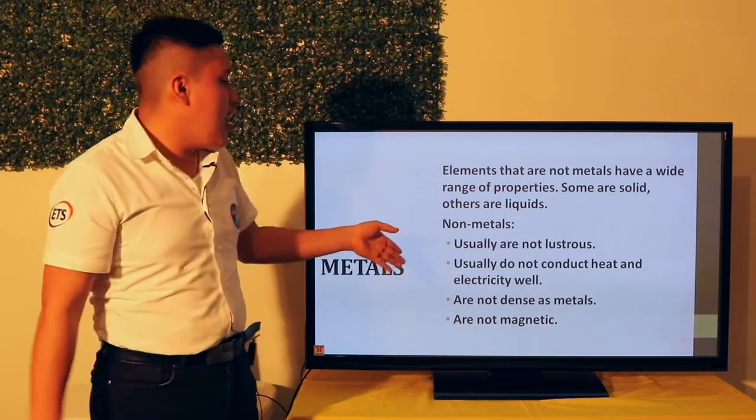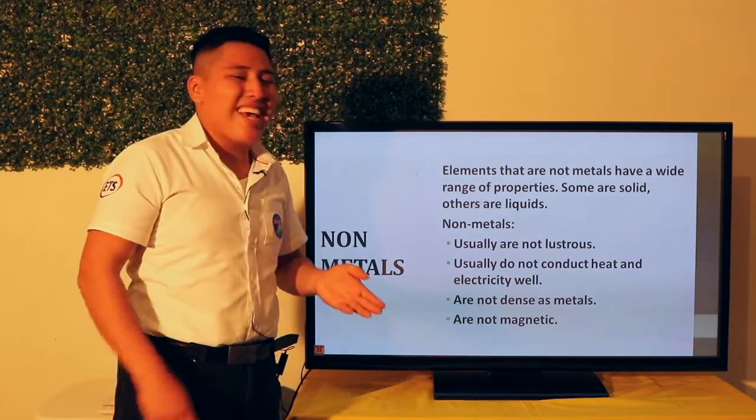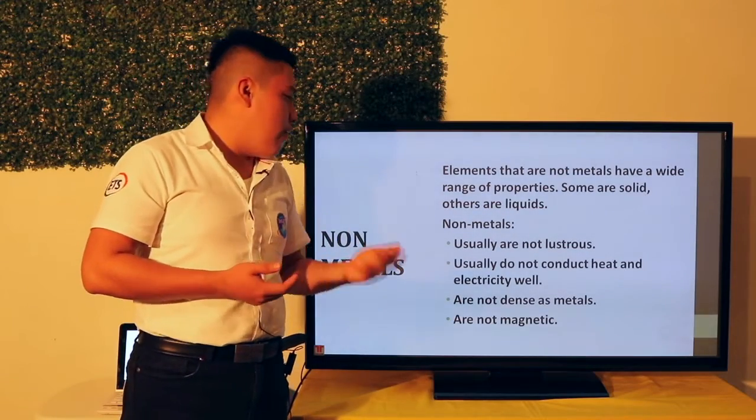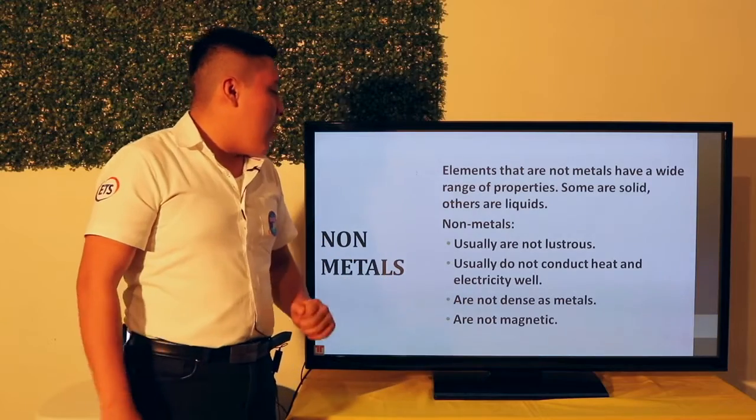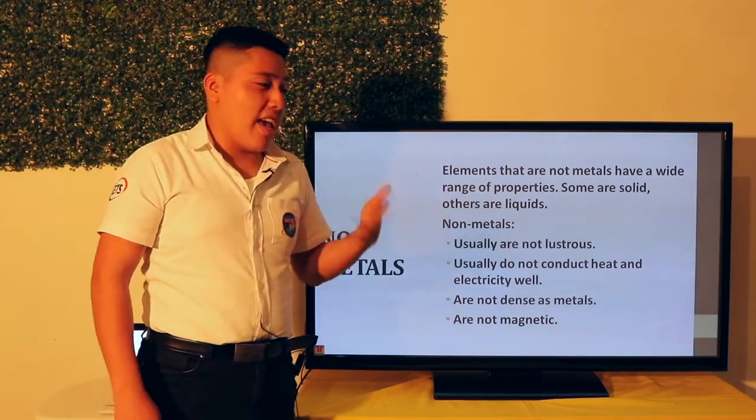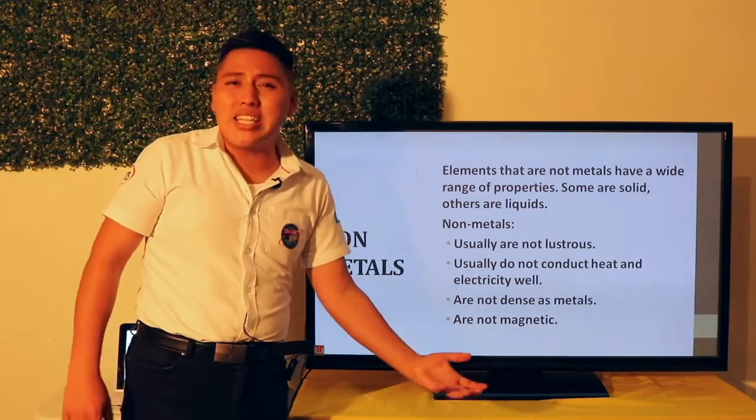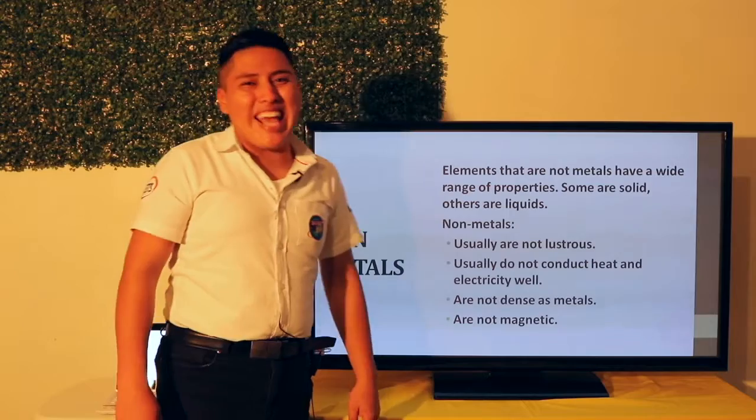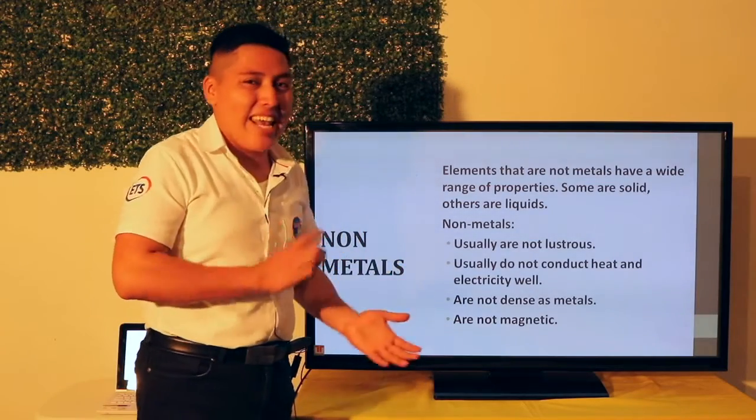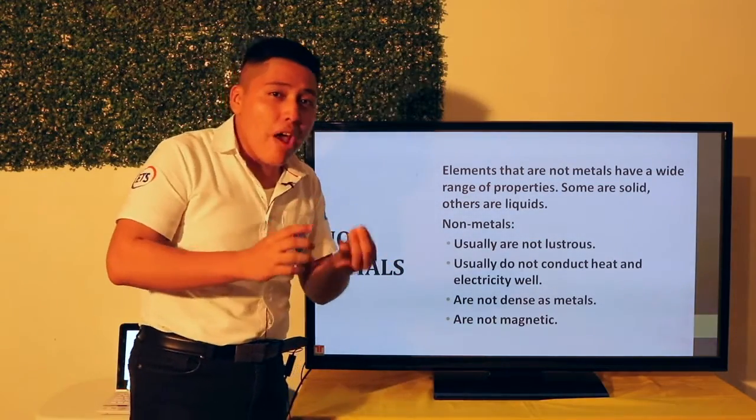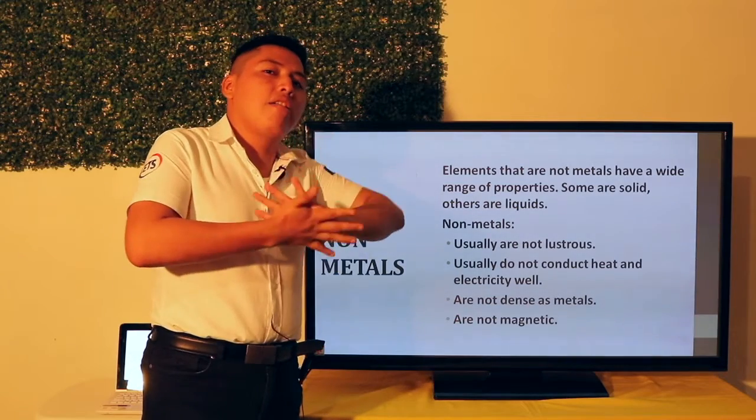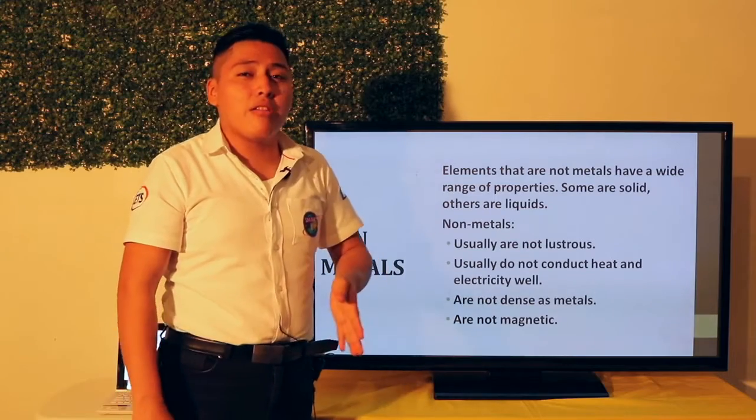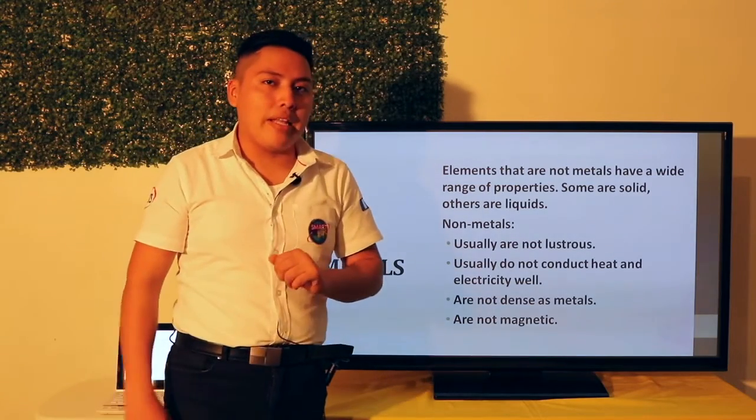Then we have that they usually do not conduct heat and electricity well. They are not conductors of electricity and heat. They are not as dense as metals. They are light, not heavy, and they are not magnetic. If you use a magnet on a pure metal, it will be attracted. But when you use it on a non-metal, nothing happens.